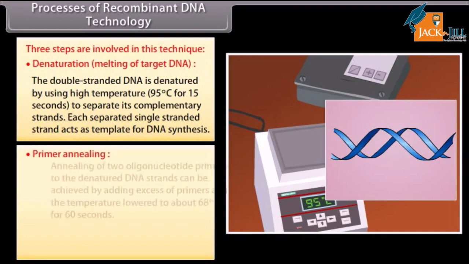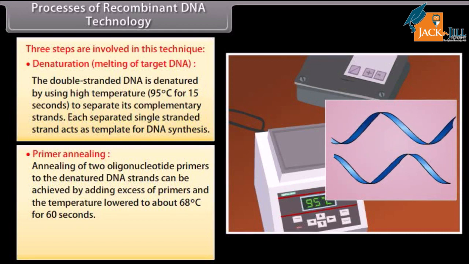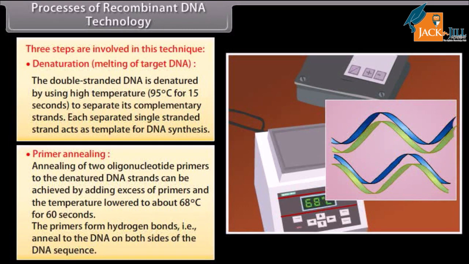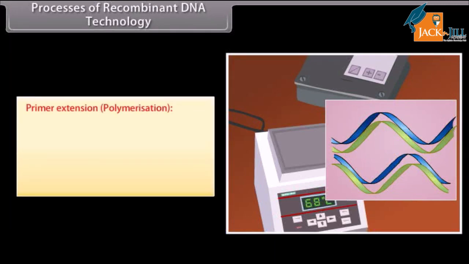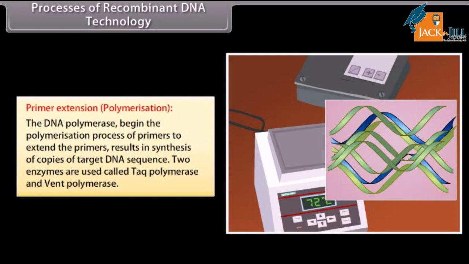Primer annealing. Annealing of 2 oligonucleotide primers to the denatured DNA strands can be achieved by adding excess of primers and the temperature lowered to about 68 degrees Celsius for 60 seconds. The primers form hydrogen bonds and anneal to the DNA on both sides of the DNA sequence. Primer extension, polymerization. The DNA polymerase begins the polymerization process of primers to extend the primers, which results in synthesis of copies of target DNA sequence. Two enzymes are used called Taq polymerase and Vent polymerase.